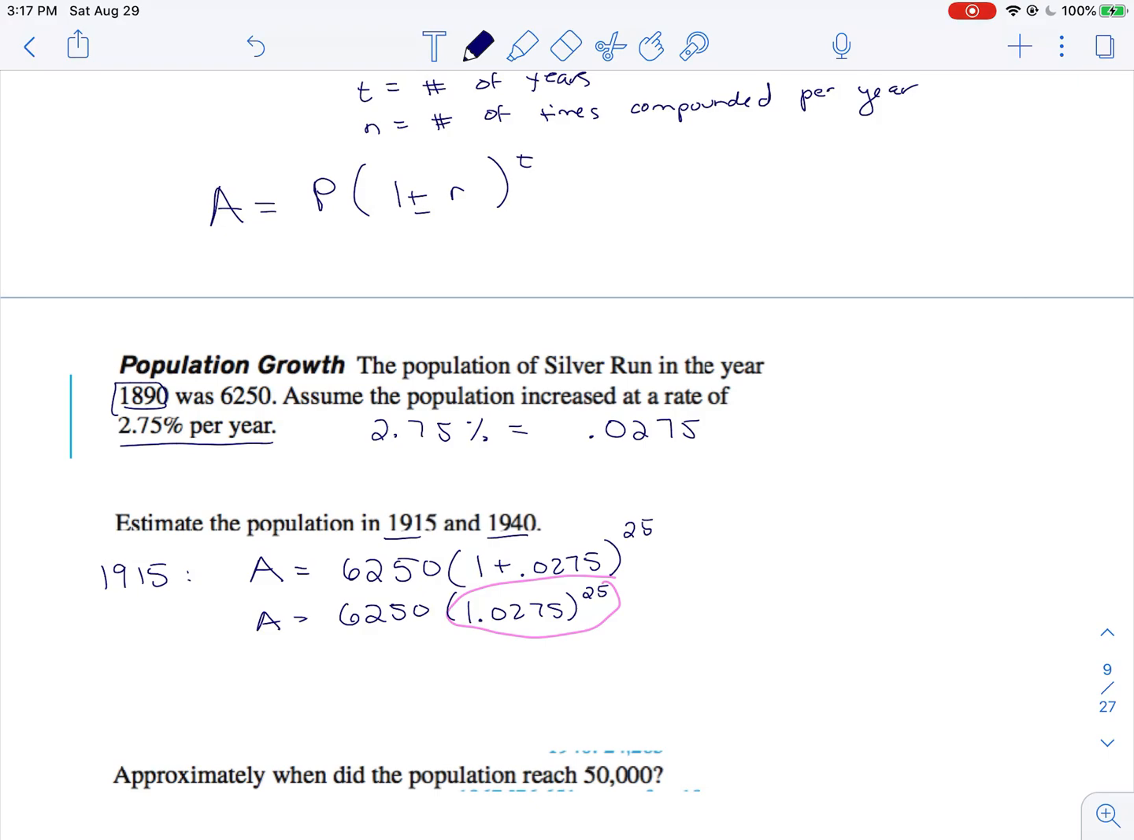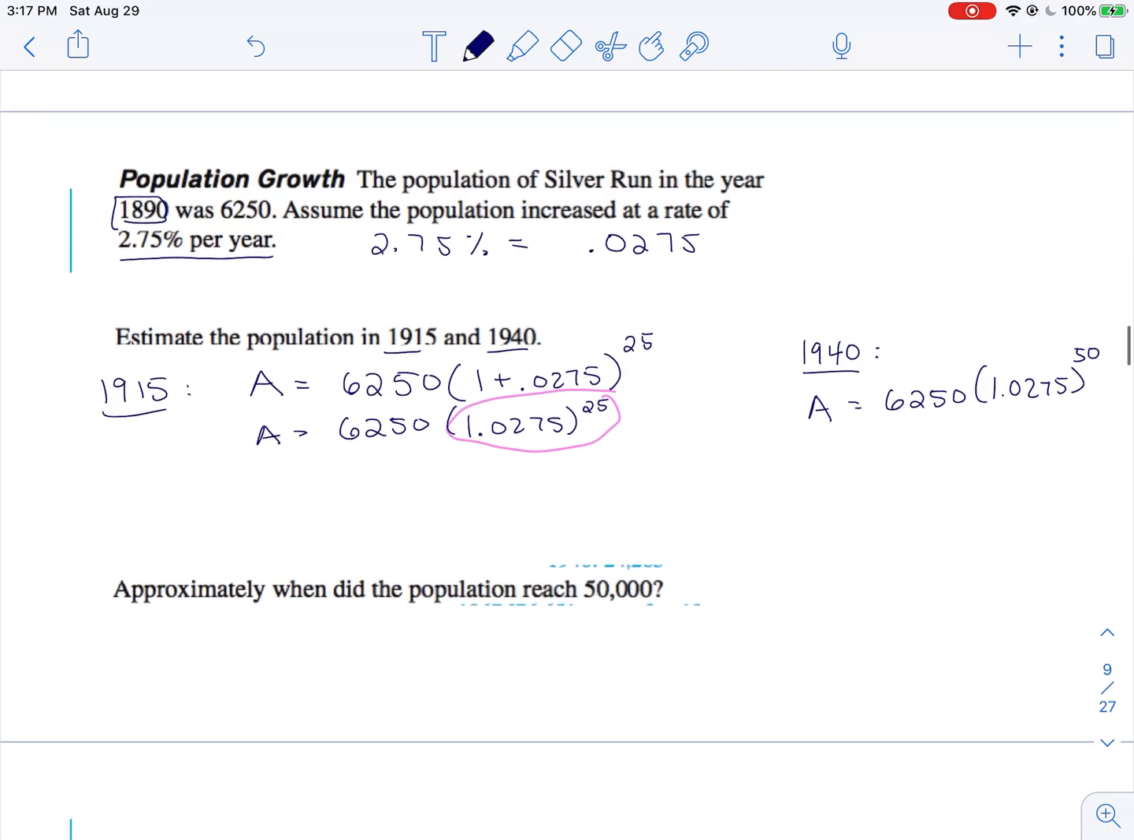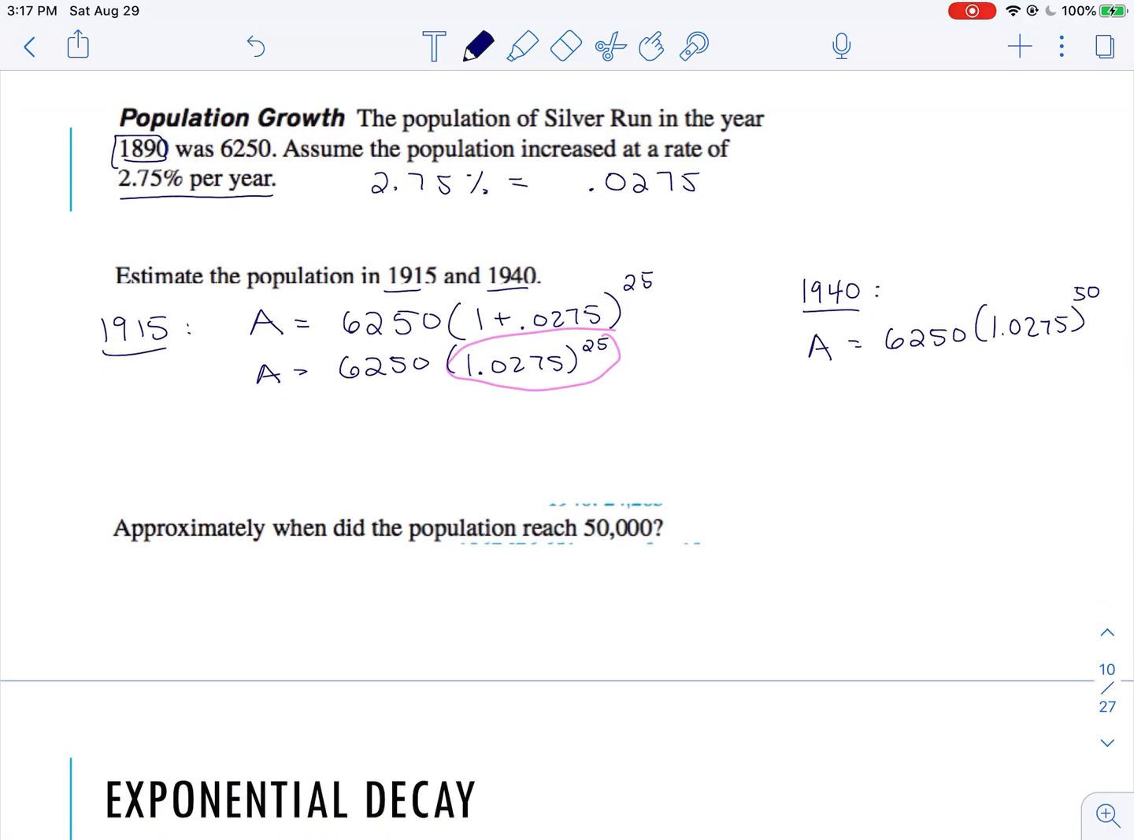For the year 1940, you would do the same thing, but this time, what would the year be? Instead of 25 years, we would have 6,250, and then 1.0275 raised to the number of years between 1890 and 1940, which would be 50. So you guys can check your work against the finished notes to see if you got those two right. When did the population reach 50,000?